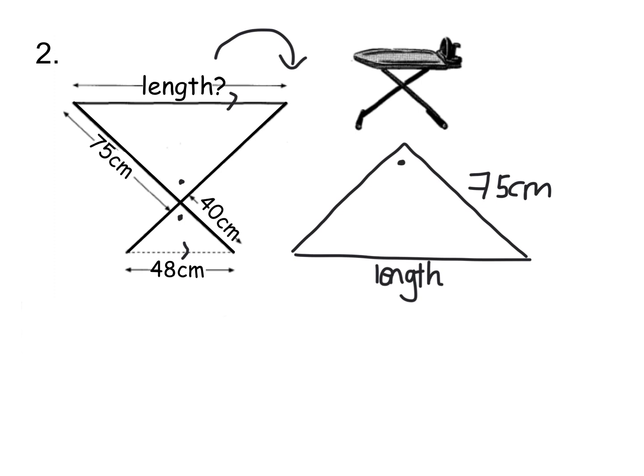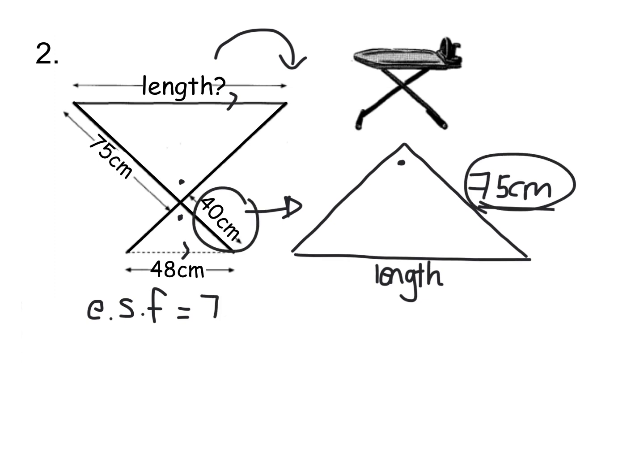So now I've got my two triangles. I've got my small and the big one. I am looking for the missing length in the bigger triangle. So this is an enlargement this time. So my enlargement scale factor, I'm going to do ESF for short, would be big over small. So it will be 75 over 40. Now if I want to simplify that right down using the 5 times table, that would be 15 over 8.